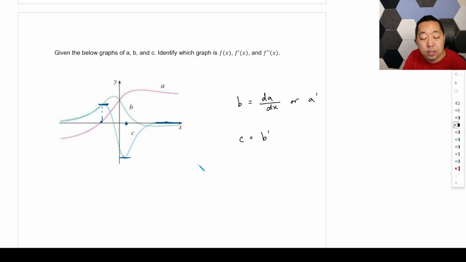So therefore, B is the derivative of A and C is the derivative of B. So A is f of x. Then B is f prime of x, the derivative of A. And then C is the derivative of B. And so that's what we're doing.